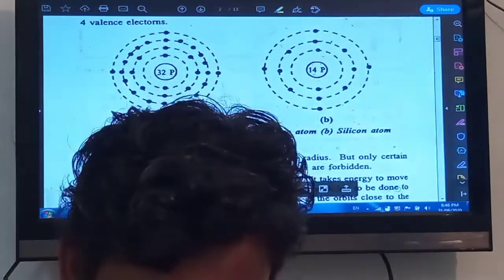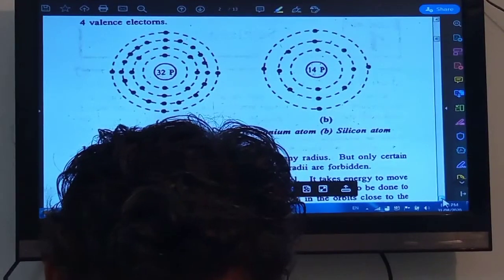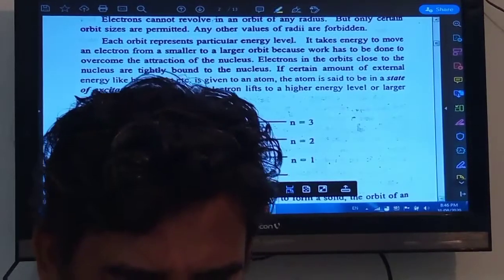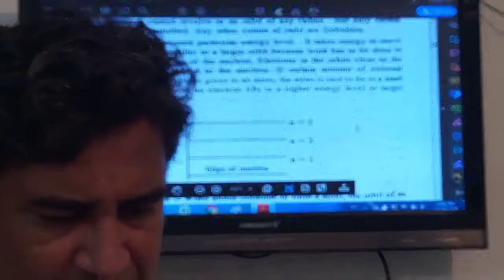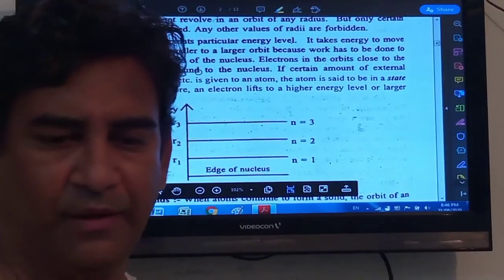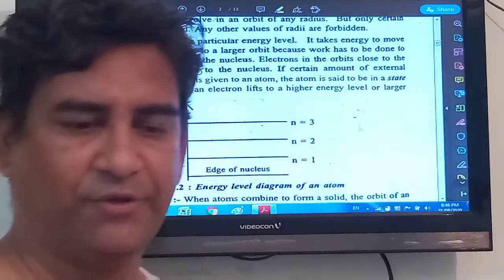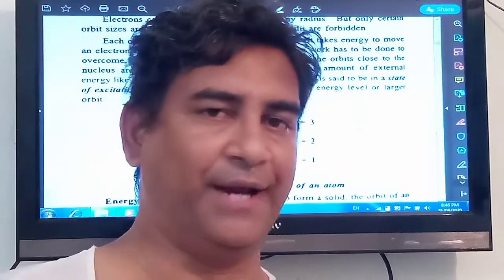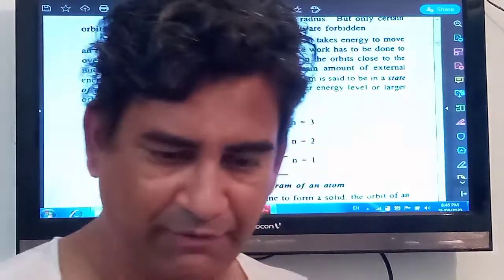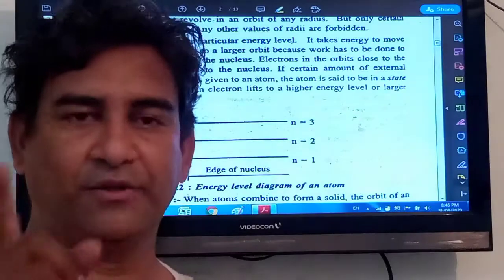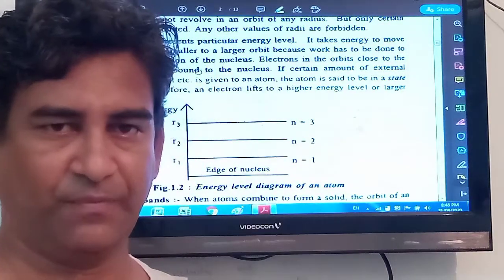The electrons in an orbit close to the nucleus are tightly bound to the nucleus. If a certain amount of external energy like heat and light is given, the atom is said to be in a state of excitation.